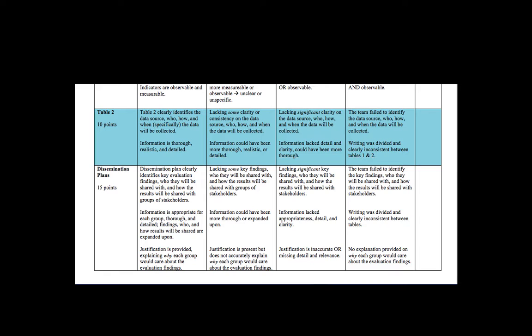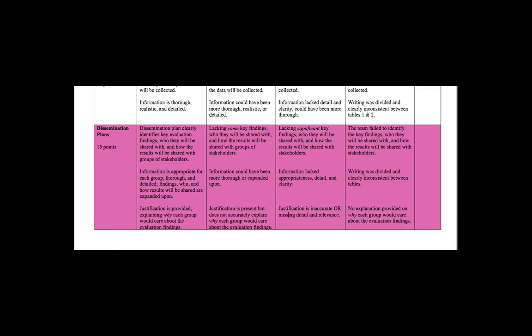As we move down the point scale, you will notice that some clarity or consistency of the data source is lacking, and information could have been more thorough, realistic, or detailed. And then in the last column, the team failed to identify the data source, who, how, and when the data will be collected, and writing was divided and clearly inconsistent between Tables 1 and 2.